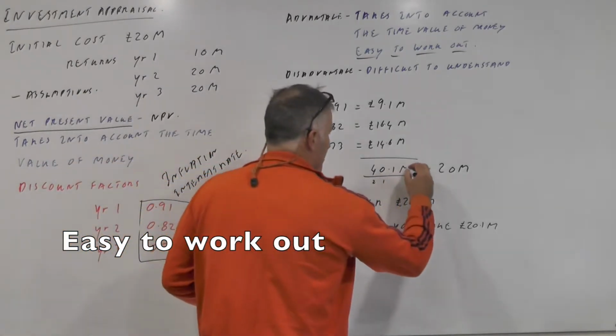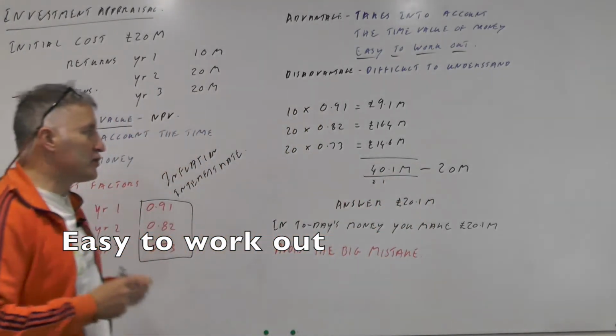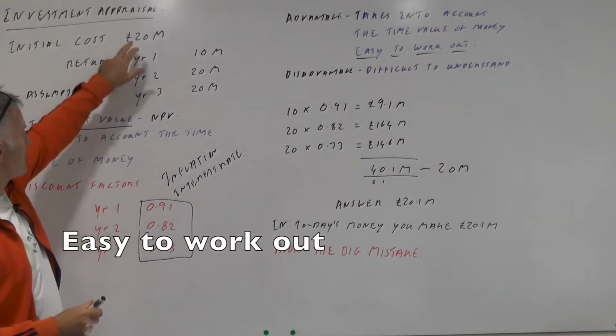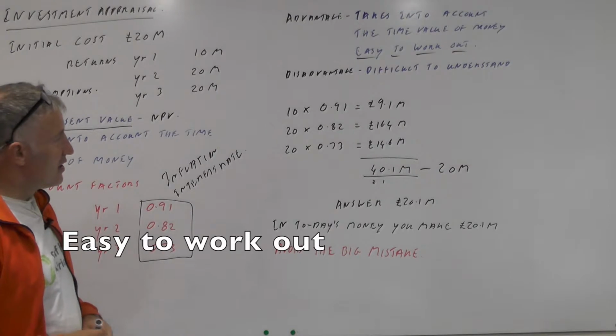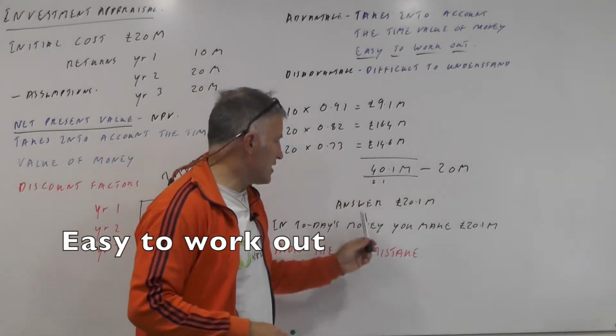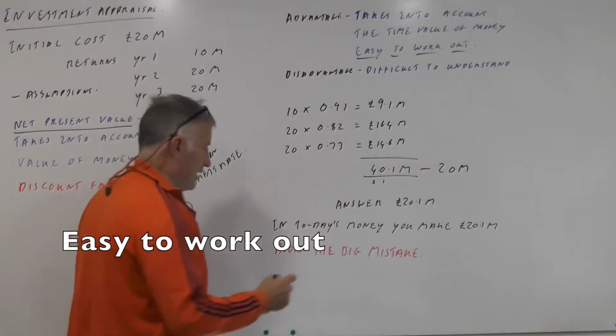So that means that you will make 40.1 million quid, but of course we've invested 20 million pounds already into the project, so we need to take that away. So it's 40.1 million minus 20, and the answer is 20.1 million.